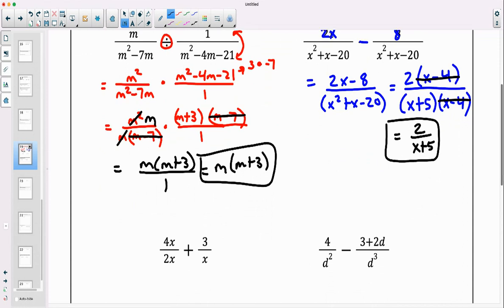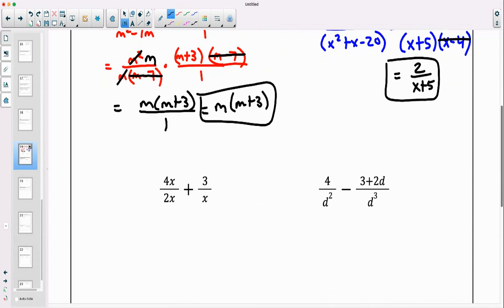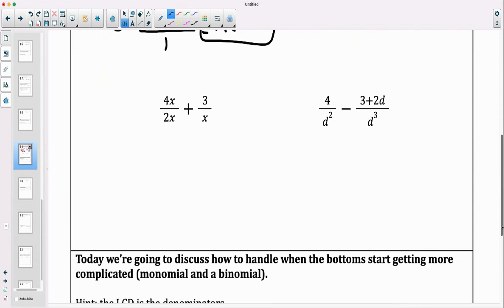Okay, then we got into adding and subtracting when the denominators were different. And for those we need a lowest common denominator. So we would be in search of an LCD for these ones. To get that, we would just look at the bottoms and say, okay, this is like a 2x and a 1x. We need those to match. The smallest common denominator between 1 and 2 is 2. That's the smallest multiple of both of them.